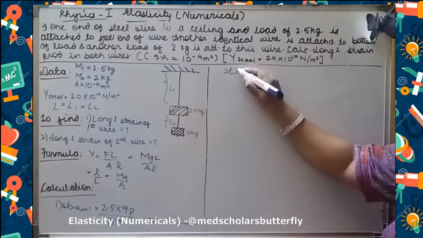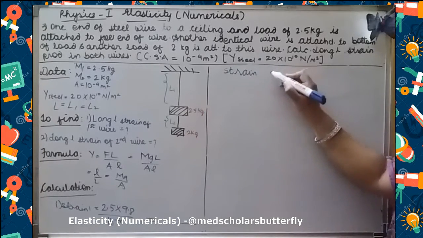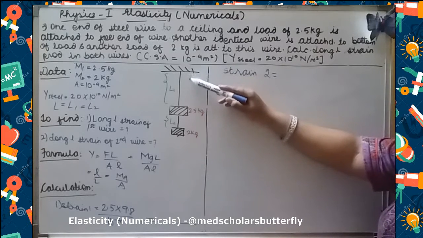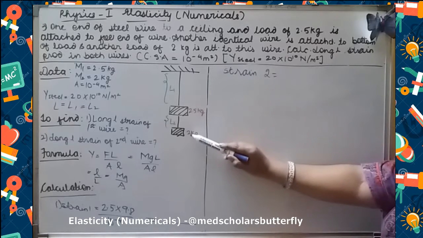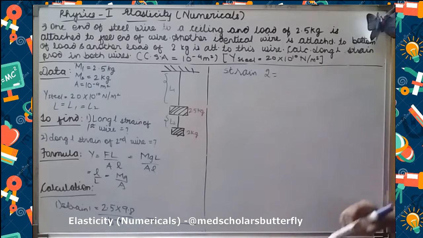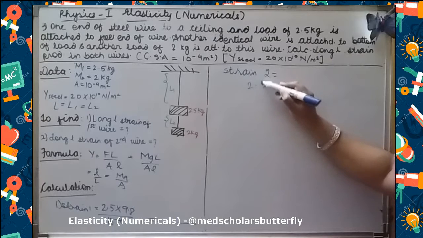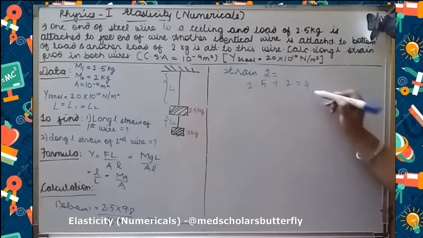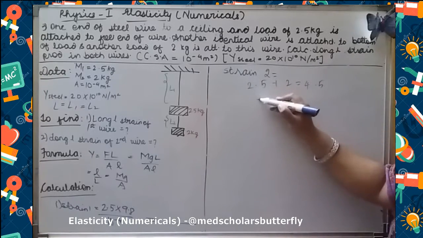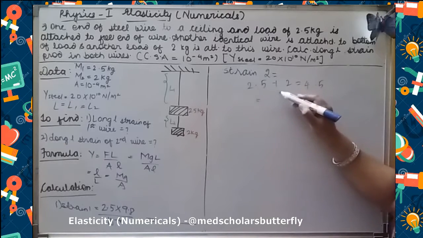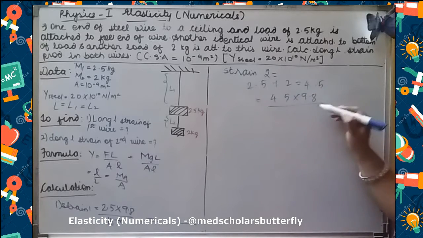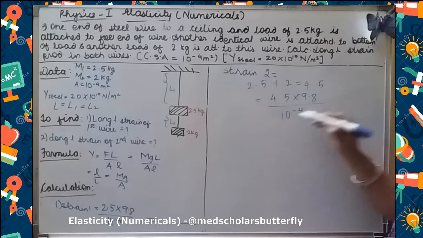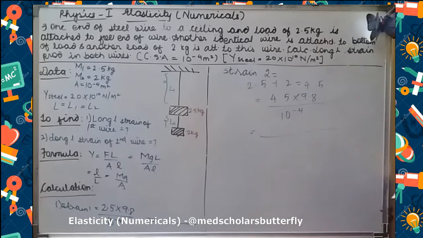For strain 2, see, for the first wire only this much weight was getting counted, but for the second wire both will get counted. So our weight would be 2.5 plus 2 is equal to 4.5. So what you will do is put, what is the mass here now? 4.5 upon 10 raised to minus 4. You will get an answer, and this will be your strain number 2 for the second wire.